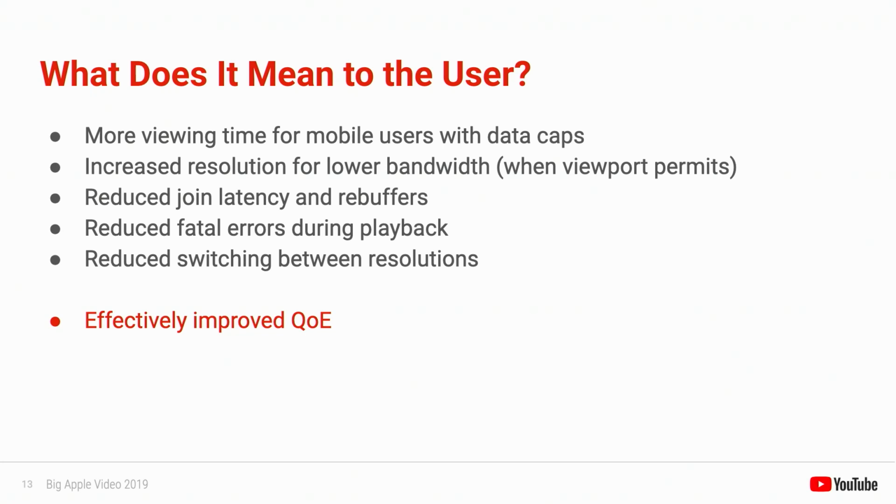Lowering the bitrate benefits users in other ways as well. A lower bitrate reduces join latency, and it makes rebuffering and playback errors less likely. It can also reduce the probability of resolution changes during playback. In all of these ways, rate quality optimization helps to improve the viewer's quality of experience.